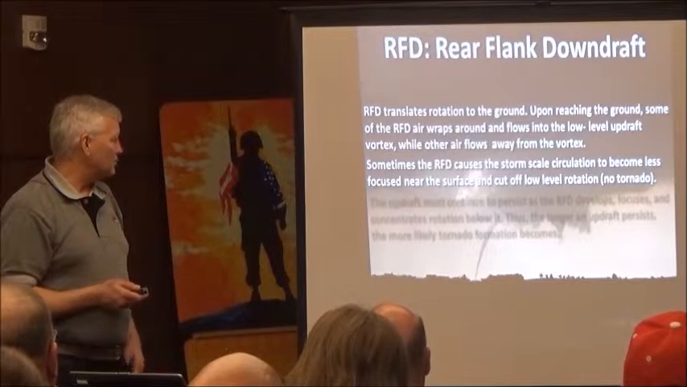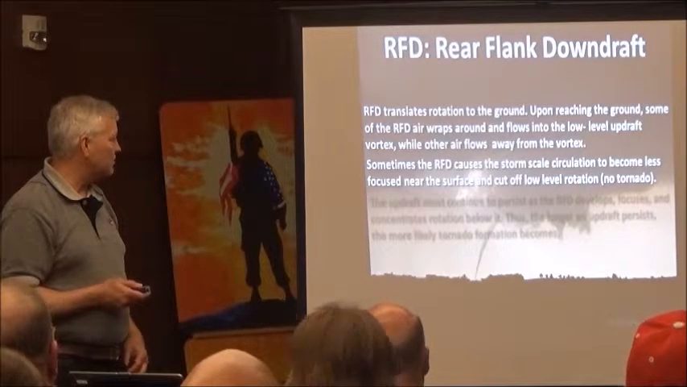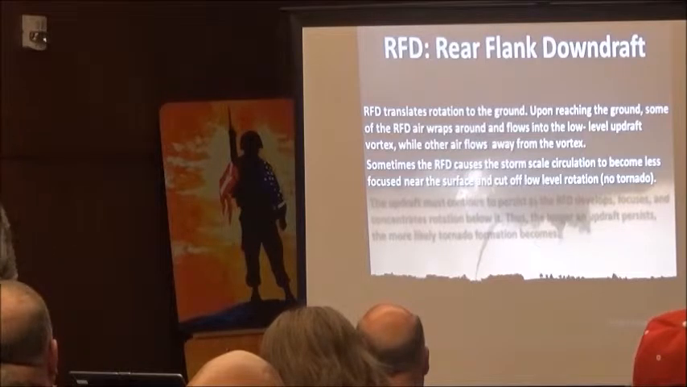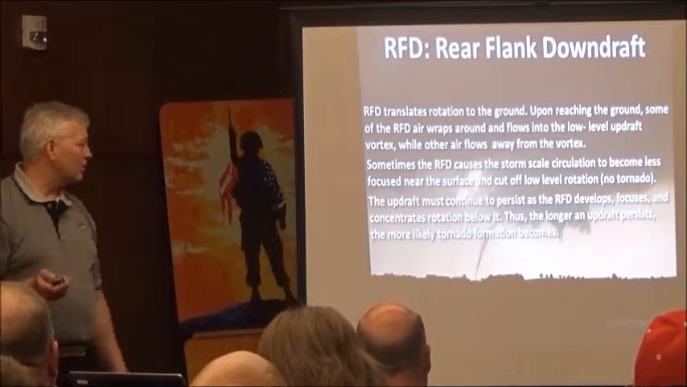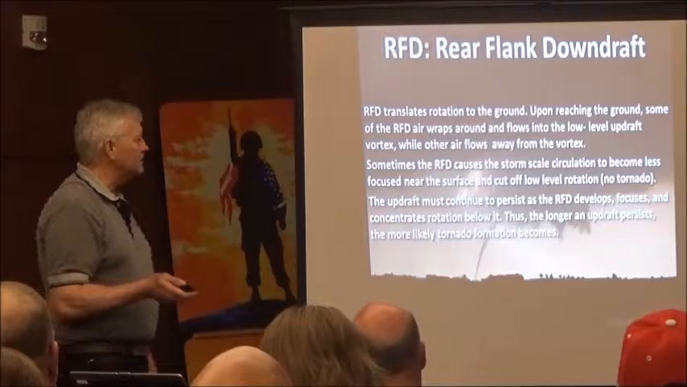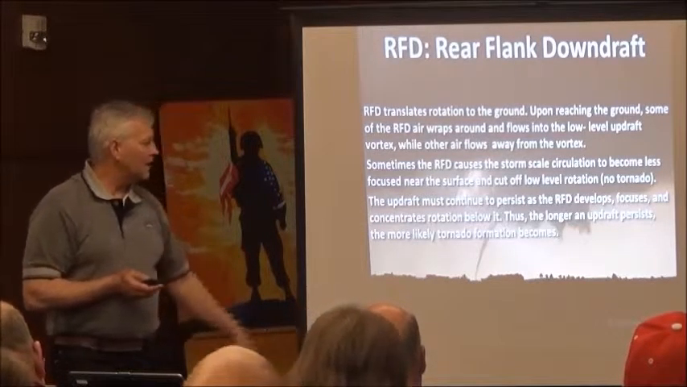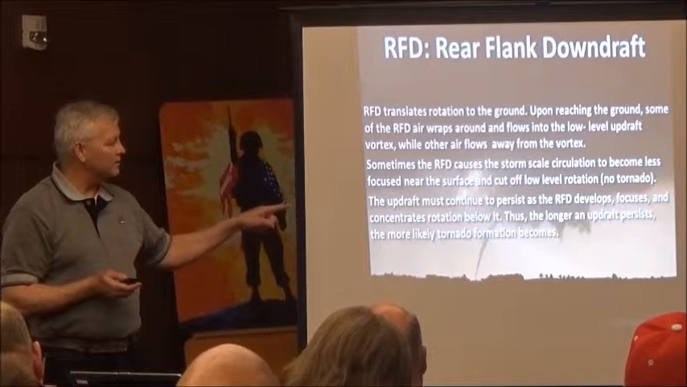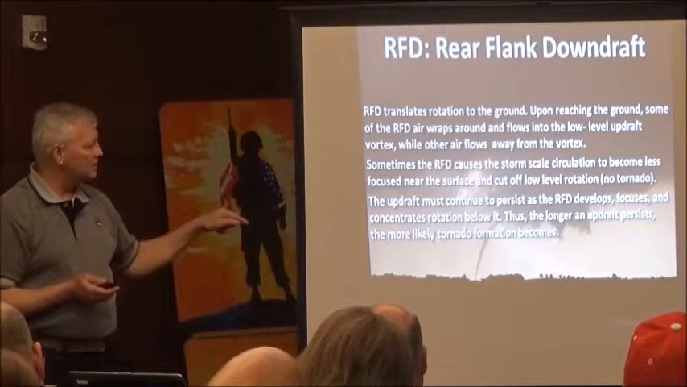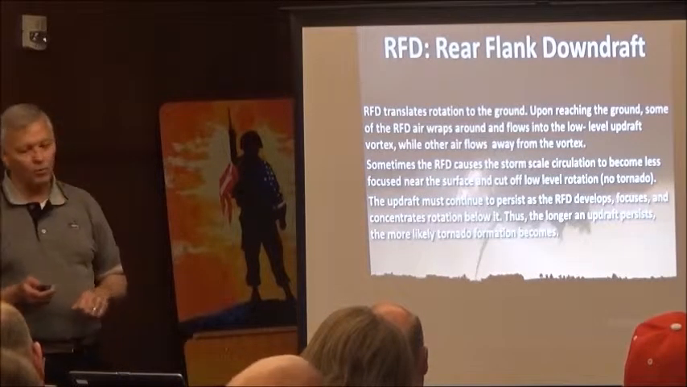Sometimes the RFD causes a storm scale circulation or something focused near the ground and cut off the level rotation, basically what I just said. The updraft must continue to persist as the RFD develops and concentrates the rotation below it. Thus, the longer an updraft persists, the more likely tornado formation becomes.